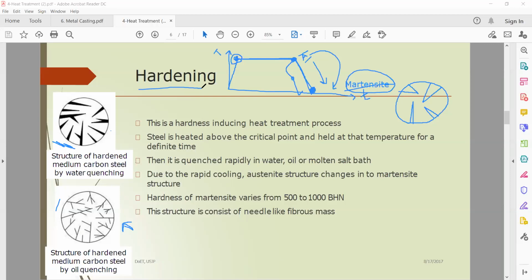So in order to make it suitable for your engineering applications, definitely the brittleness needs to be reduced. Therefore, what you need to do is the tempering process is carried out.